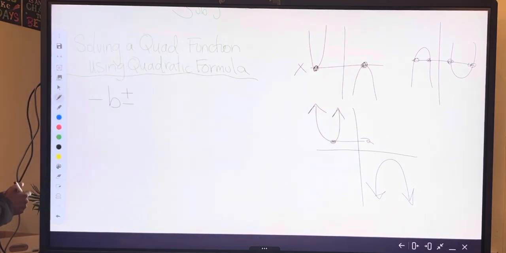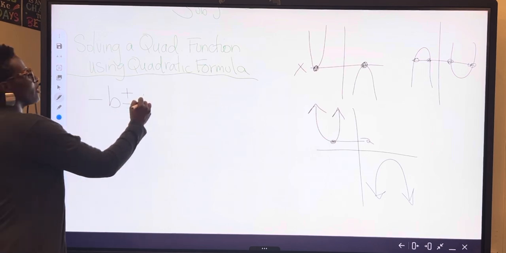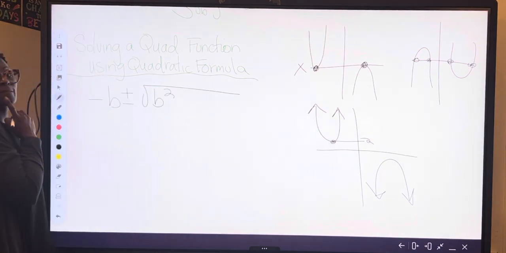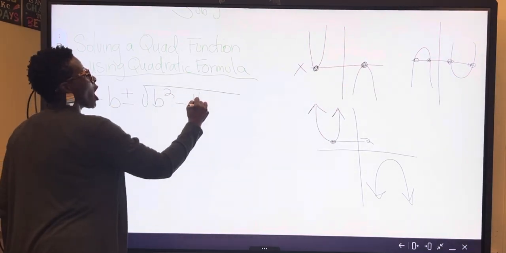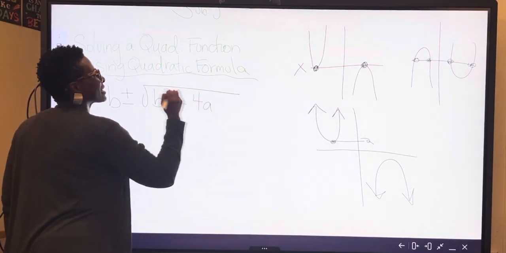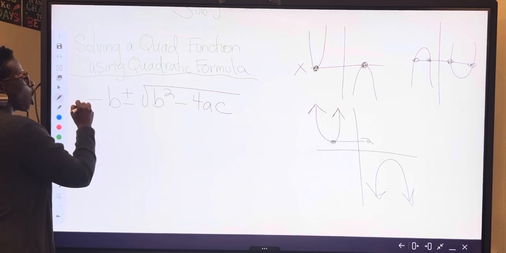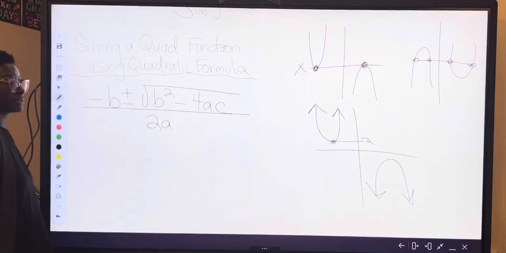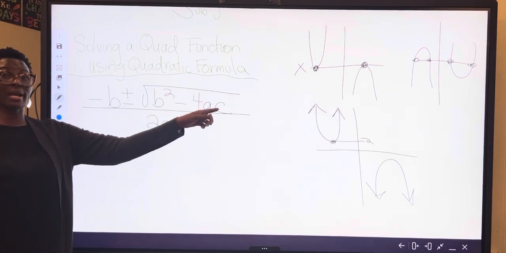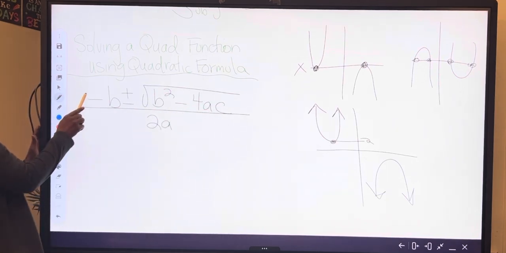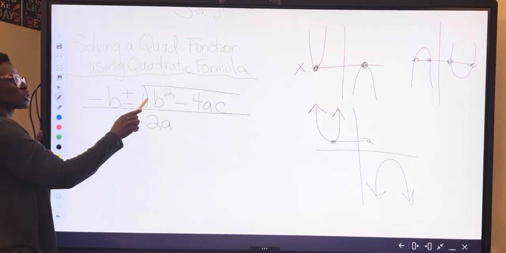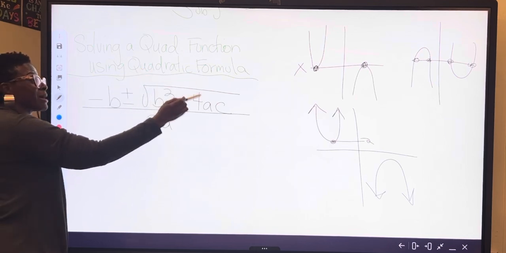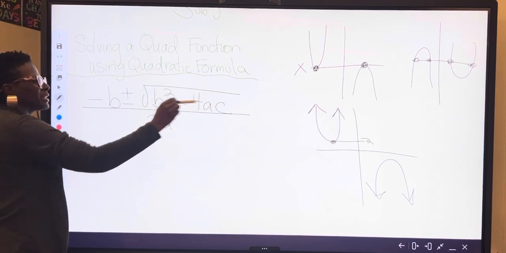Negative b plus or minus the square root of b squared minus 4 times A times C, all over 2 times A. Do we all understand that this is multiplication in here? So you have the opposite of b plus or minus the square root of b to the second power, and then you take away from that 4 times A times C, and you put that all over 2A.